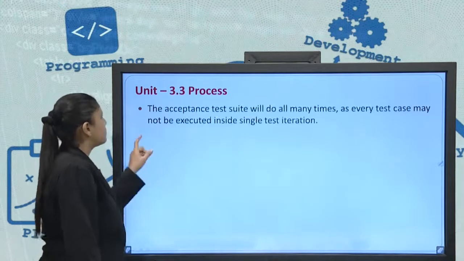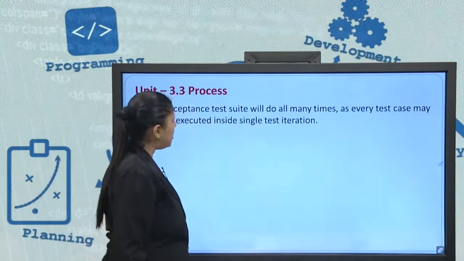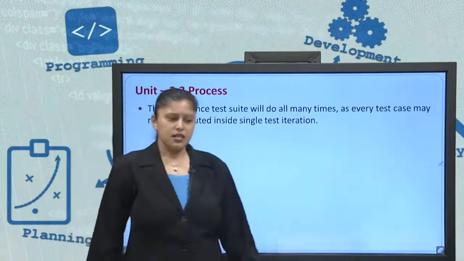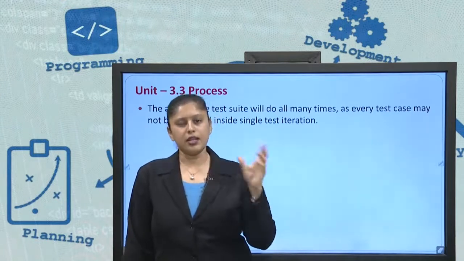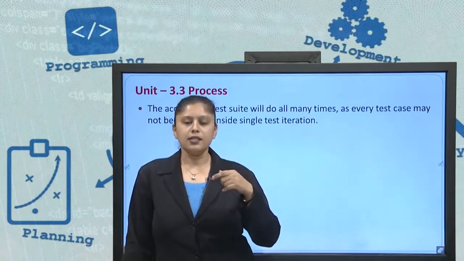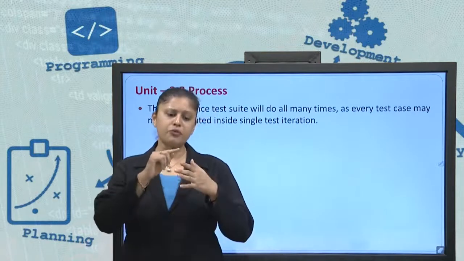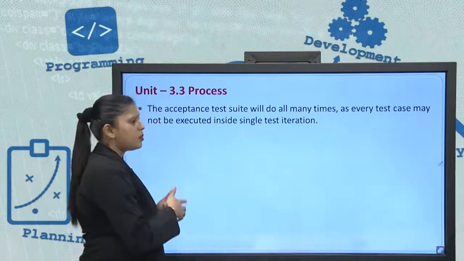It says that the acceptance test suite will be run many times, as every test case may not be executed inside a single test iteration. Sometimes you need repetitive testing of certain tasks, where you might require the same steps to be followed again and again. So certain test cases would be repetitive ones.